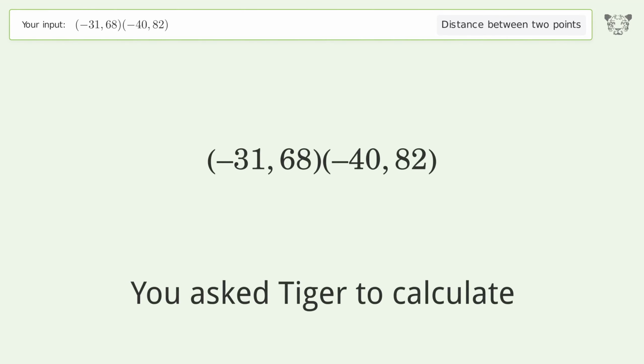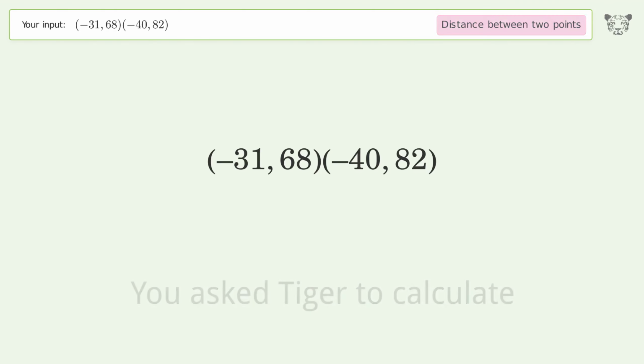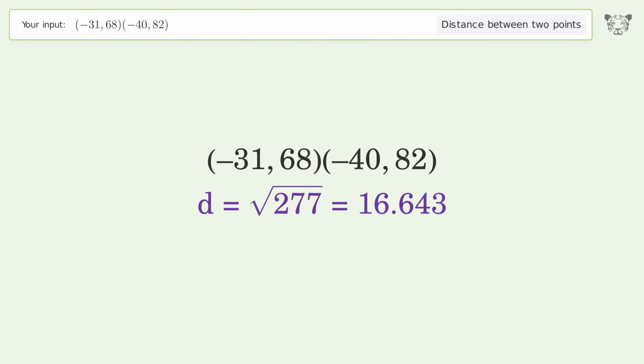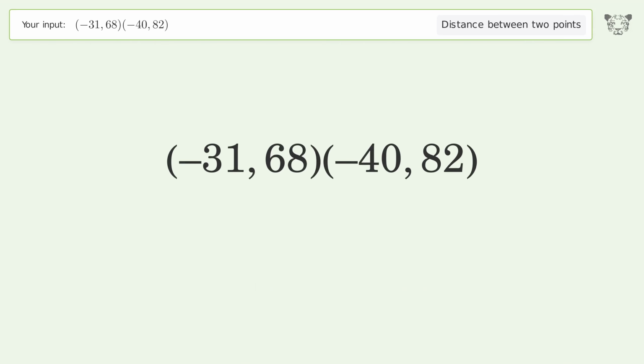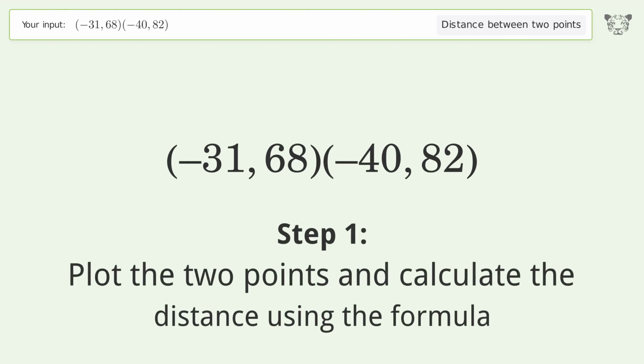You ask Tiger to calculate. This deals with the distance between 2 points. The distance between the 2 points is the square root of 277, or 16.643. Let's solve it step by step. Plot the 2 points and calculate the distance using the formula.